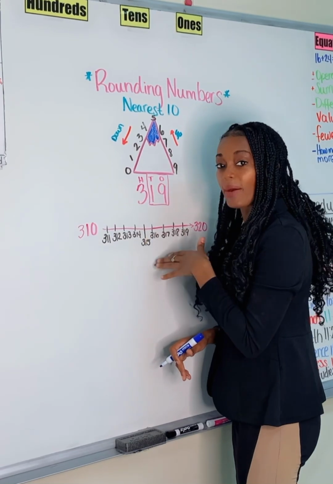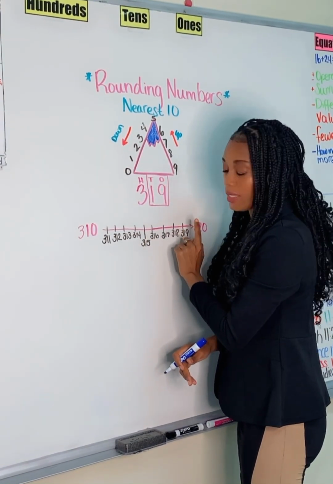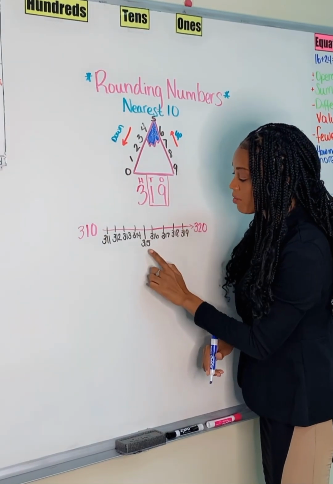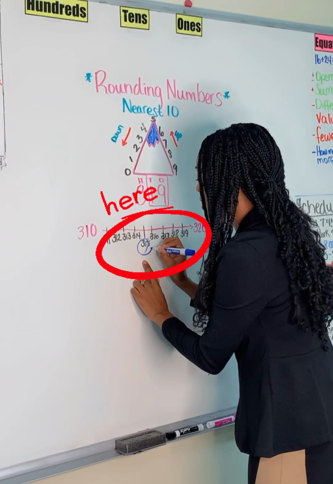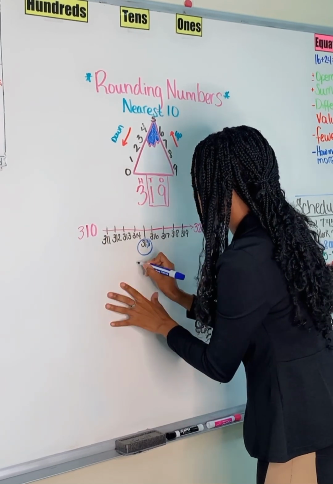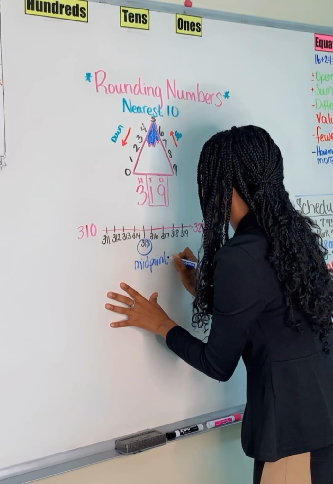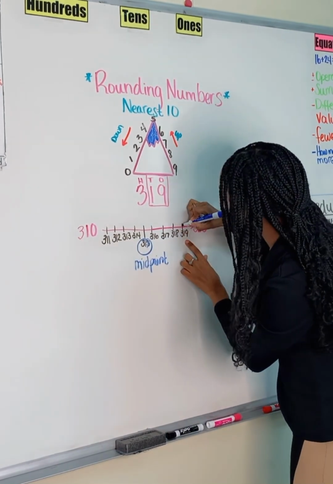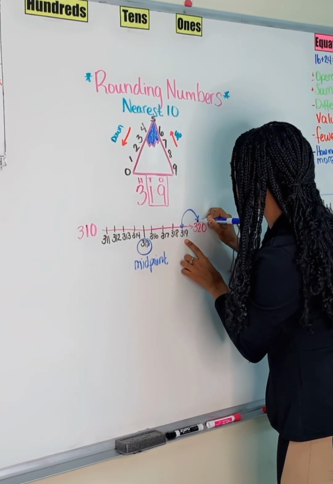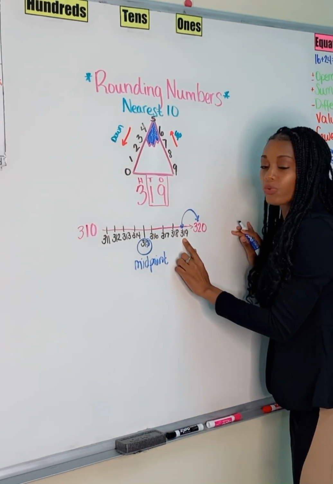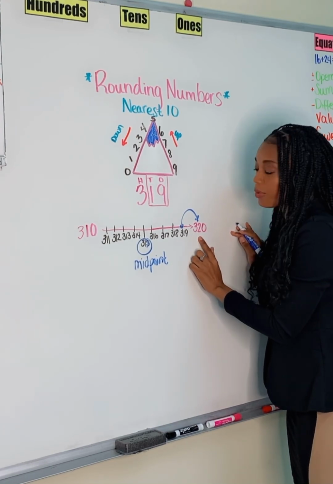So now that I have my number line here, I'm going to plot the number 319. Before I plot the number, I'm going to find my midpoint. My midpoint number is a number that comes halfway between the two numbers. That's my midpoint, which is 315. 319 is right here. So I'm then going to draw my arrow to 320 because you can see that 319 is closer to the number 320.